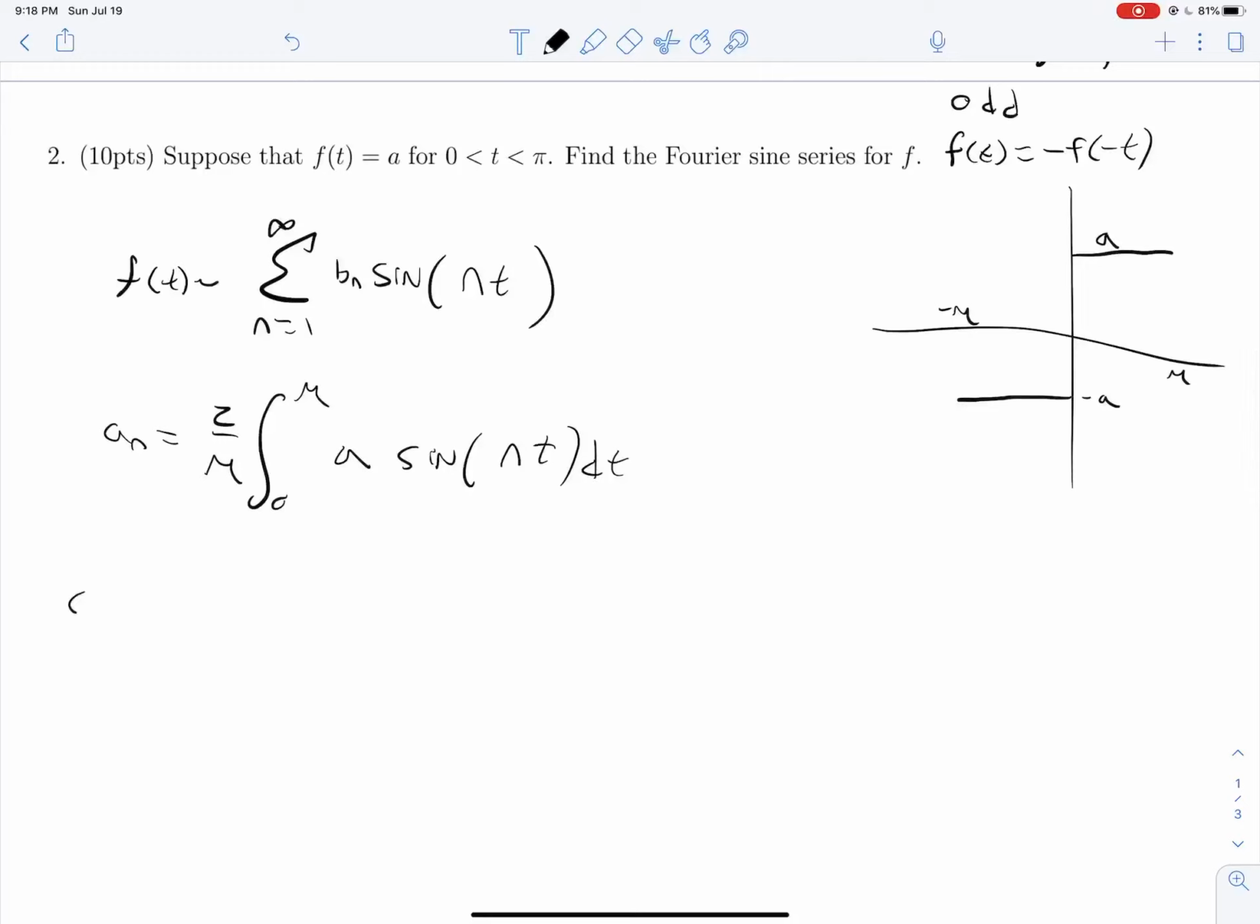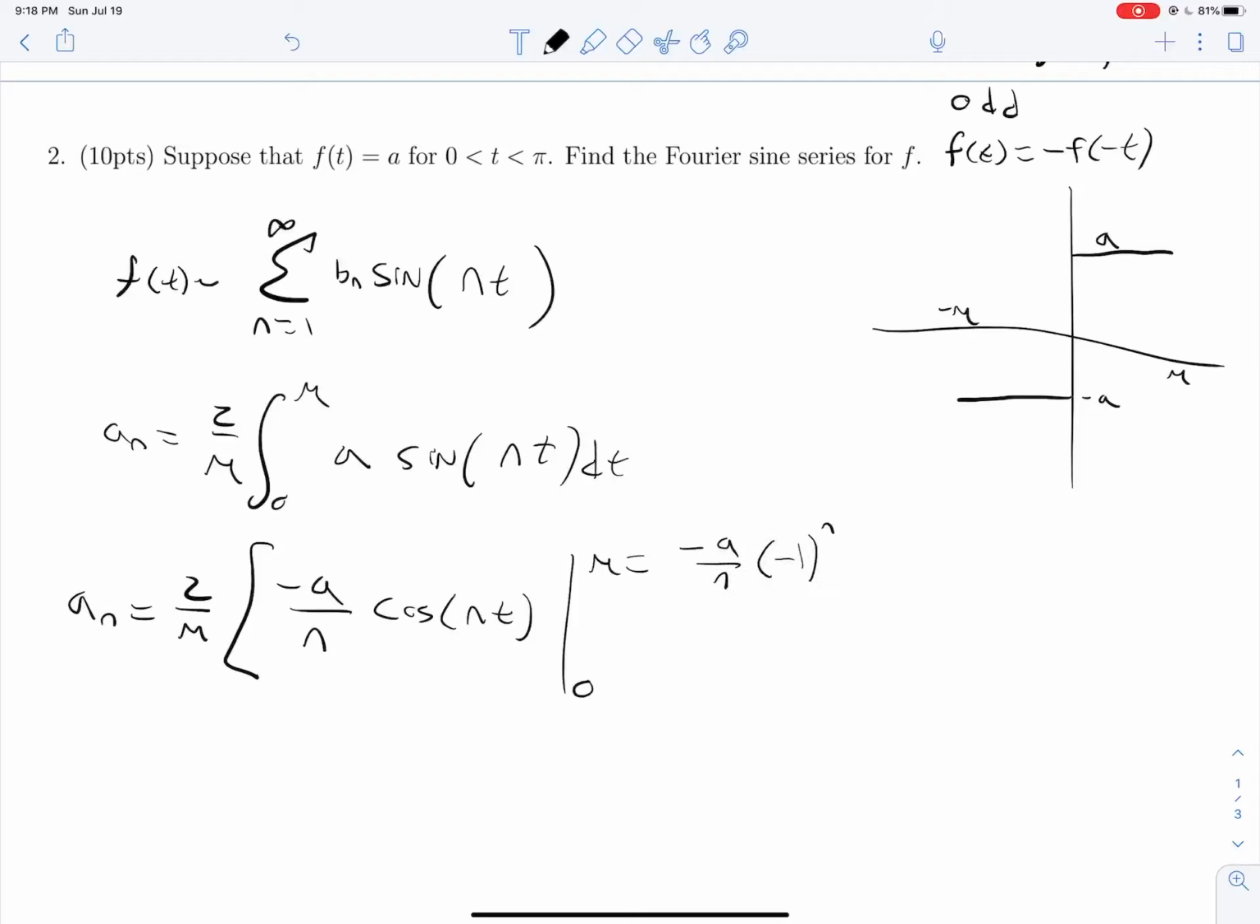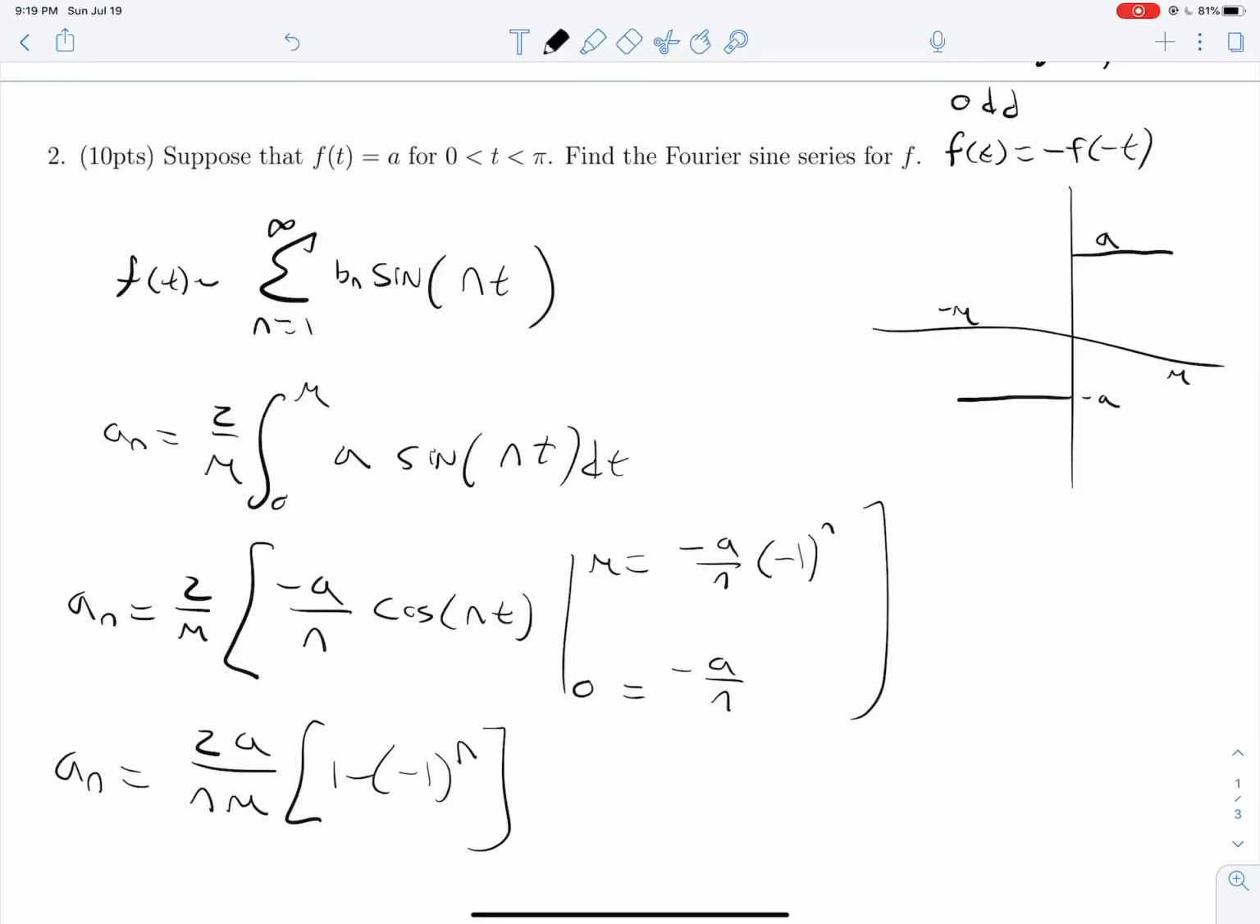Okay, let's compute bn. bn is 2 over pi times negative a over n cosine of nt on 0 to pi. This gives us negative a over n times negative 1 to the nth power, because the cosine of n pi will just be negative 1 to the n, and this just gives us negative a over n. So rewriting some things, bn is 2a over n pi times 1 minus negative 1 to the nth power.